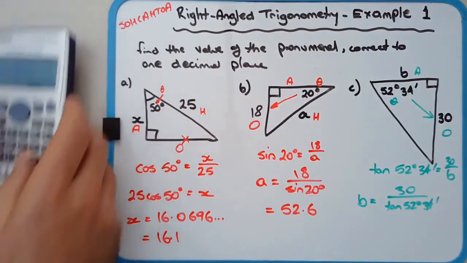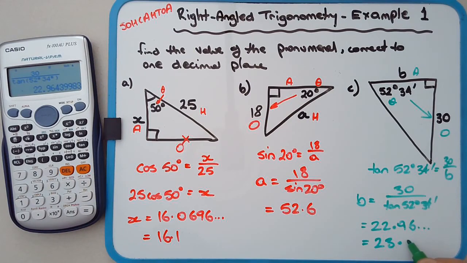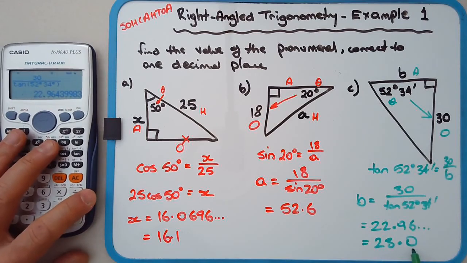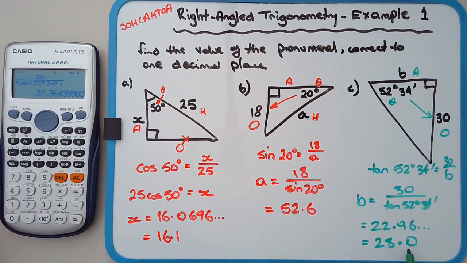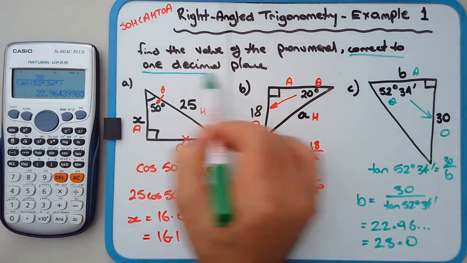So that's equal to 22.96, and there are a few decimal places after that, but we want one decimal place. The correct way to express that is 23.0, because we increase the 9 by 1, it becomes a 10, we carry the 1 over, and it becomes 23. So we have to write it as 23.0. It's very important that you write the 0.0. It is possible to lose a mark because you did not, in fact, answer the question, which is correct to 1 decimal place.